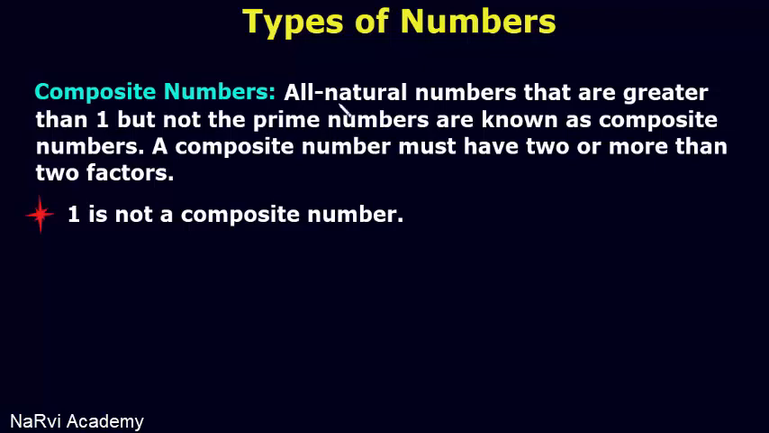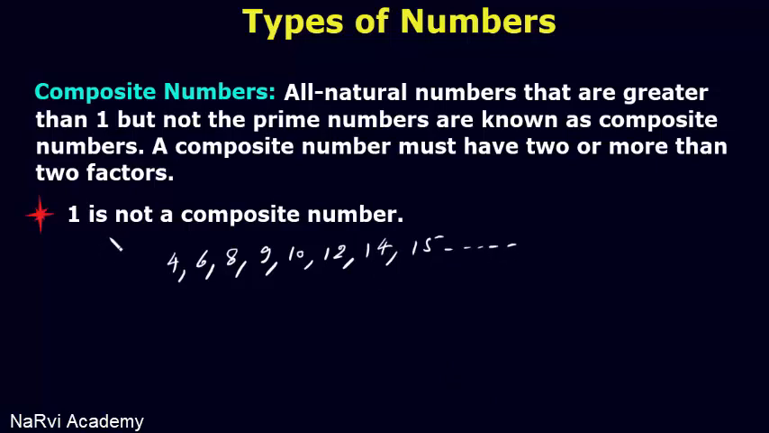Composite numbers. All the natural numbers that are greater than 1 but not prime numbers, remember, it should not be a prime number, are known as composite numbers. A composite number must have 2 or more than 2 factors. And remember, 1 is not a composite number. Composite numbers are 4, 6, 8, 9, 10, 12, then 14, 15, and so on.